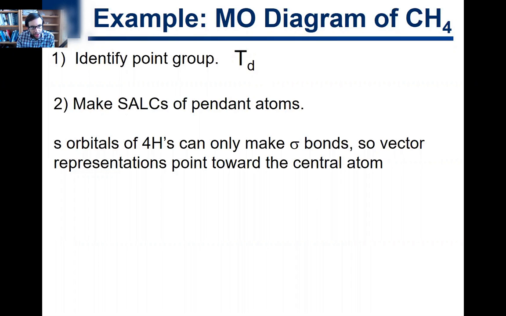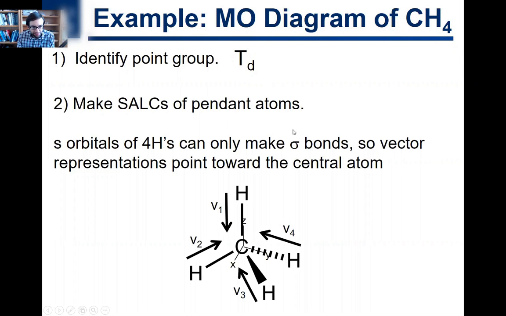Next, we're going to make SALCs of the pendant atoms. The pendant atoms, again, are the non-central atoms, and those are going to be hydrogen. Because we only have hydrogen as our ligands, and hydrogen only has 1s orbitals available for bonding, just like the example we did before with beryllium hydride, we're going to represent sigma bonding as vectors pointed towards the central atom, kind of representing electron density going towards making these bonds from these hydrogens.